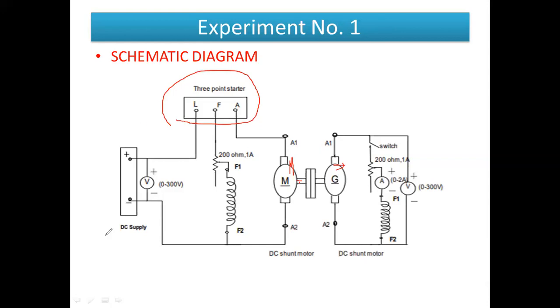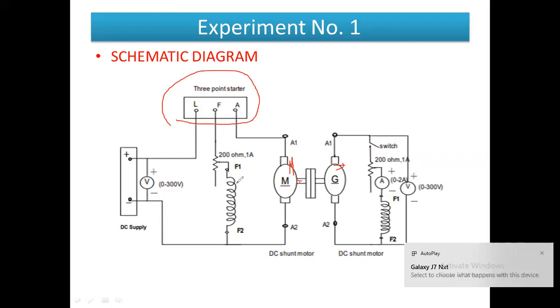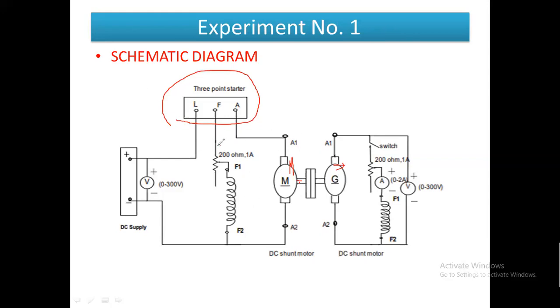With the help of the 3-point starter, we will start the motor safely. And one rheostat can be connected in series with the field winding of the motor. By varying this value of resistance, the motor will run at maximum speed or the rated speed. The motor will first run at its rated speed.